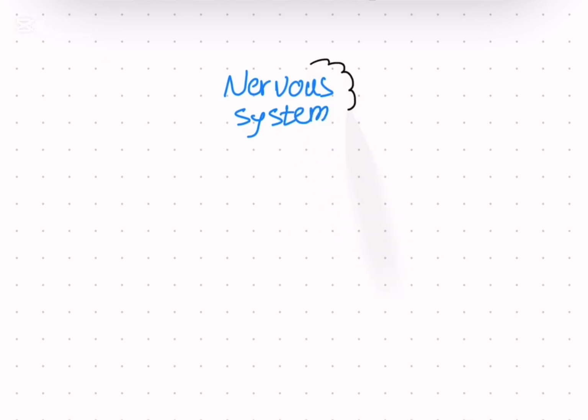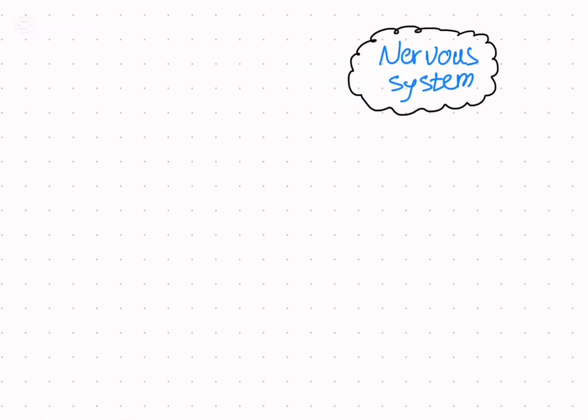Today we will talk about the general organization of the nervous system. The nervous system is responsible for communication between the body and its external environment, as well as coordination among internal organs and systems. It also plays a central role in controlling and regulating all other systems in the body.